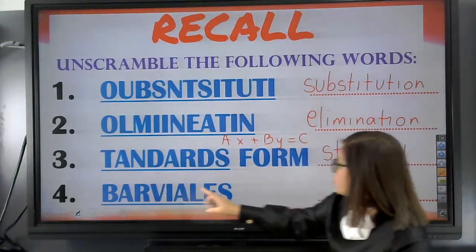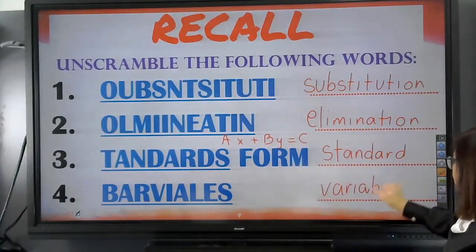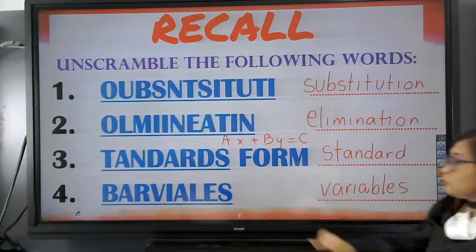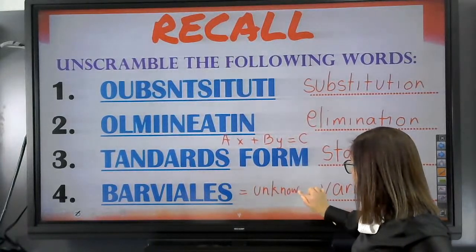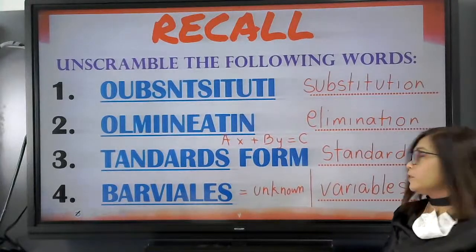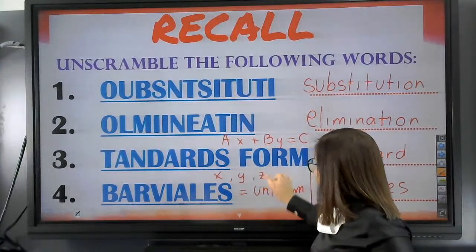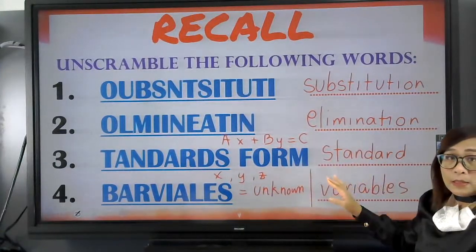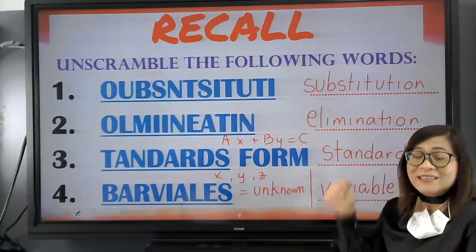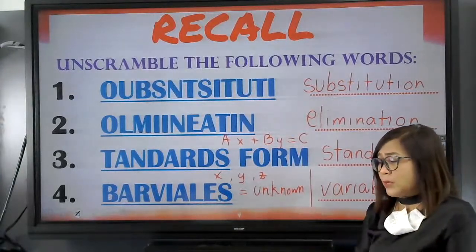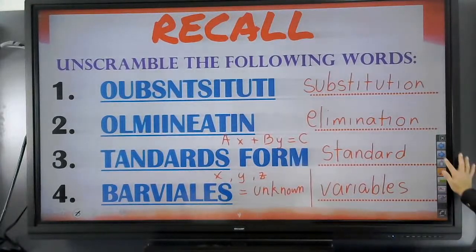Okay, the next one, the last one, is variables. What are variables? Variables are the unknowns. When we say unknowns, it means letters in math. Example, the letters x, y, and z are called variables. So we usually use x, y, and z. Can we use other letters? The answer is yes. But we usually use x, y, and z. Okay, let's move on to the next.